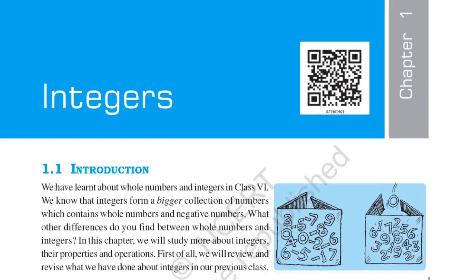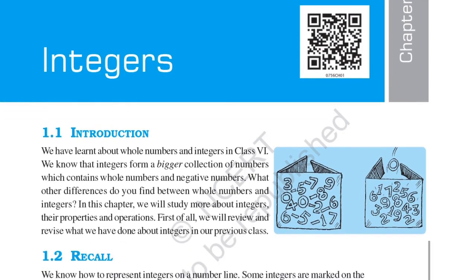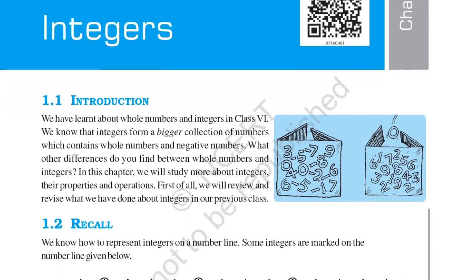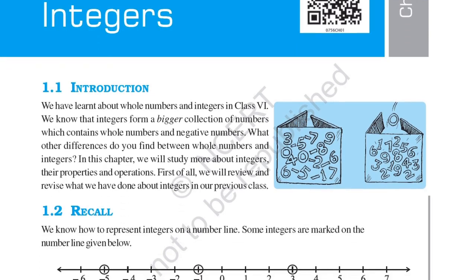Welcome back everyone. Today we are going to start chapter 1 of mathematics: integers. 1.1 Introduction. We have learnt about whole numbers and integers in class 6. We know that integers form a big collection of numbers which contain whole numbers and negative numbers. What other differences do you find between whole numbers and integers? In this chapter, we will study more about integers, their properties and operations.